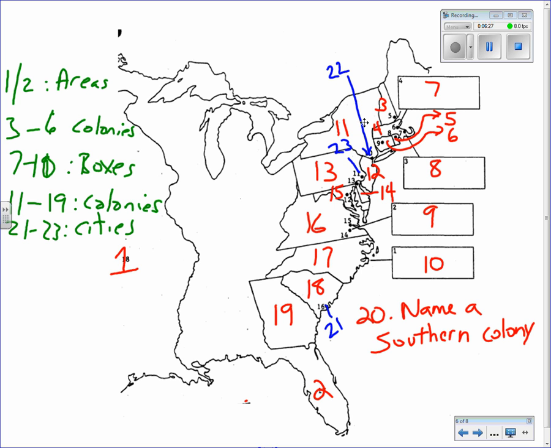And 21, 22, and 23 are in blue, and those are the cities that we talked about in class. So go ahead now and press pause and answer numbers 1 through 23.